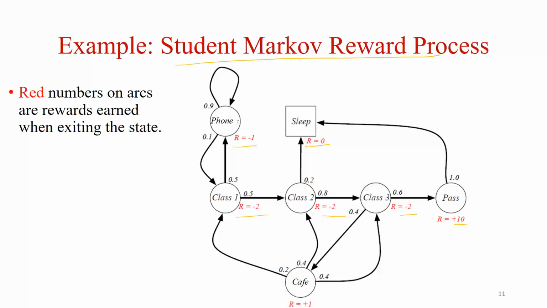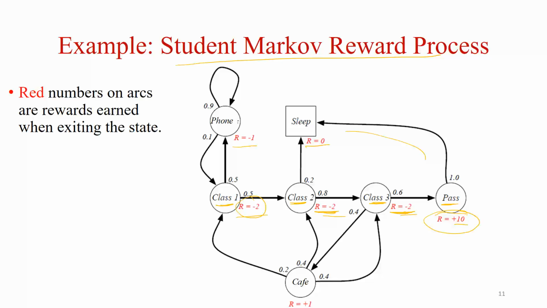Okay, so for instance, I am in state class 1. If I exit the class, then I will get a reward of -1. So now in class 2, if I exit class 2, I get a reward of -2. If I go on, then I go to class 3. If I exit the class, I get a reward of -2. And in the pass state, if I exit it to the sleep state, I get a reward of +1.